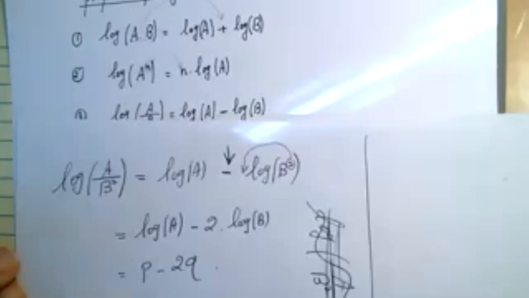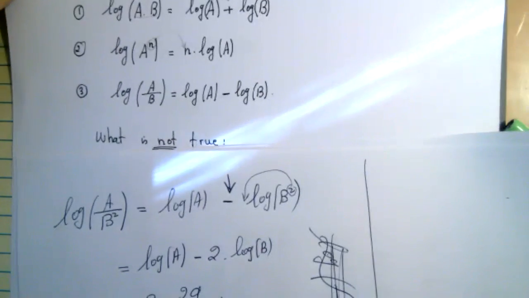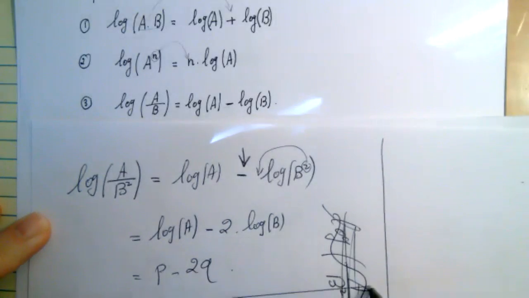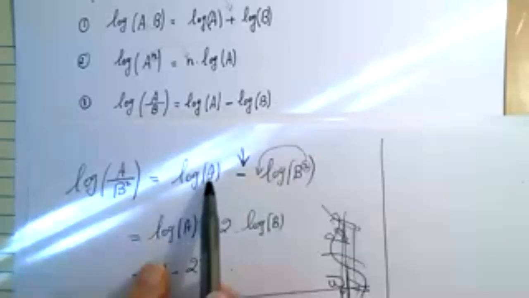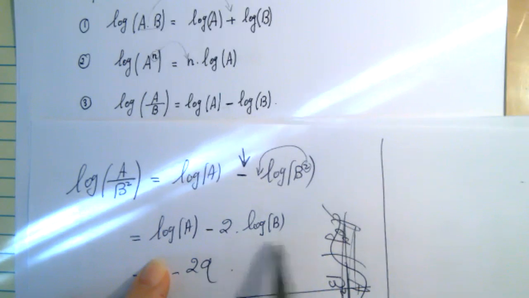Okay? Now it makes more sense how you're doing it than it did the other way with the numbers. Wait, I have a question. Is that 2 times log B or 2 times log A? The first is log A minus 2 times the log of B.